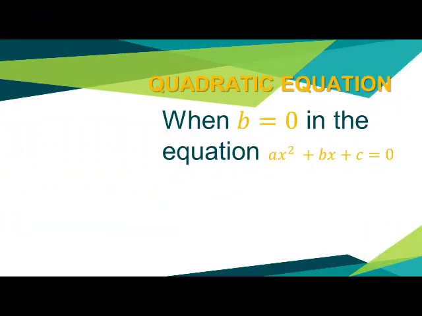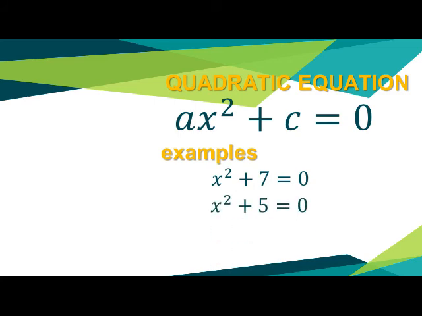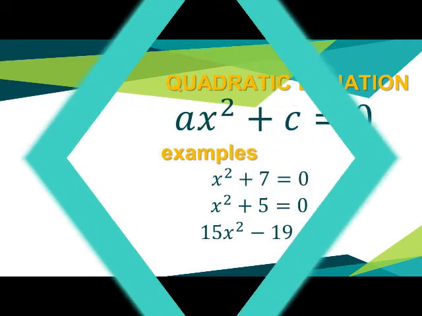When b is equal to 0 in the equation ax squared plus bx plus c is equal to 0, it results in a quadratic equation of the form ax squared plus c is equal to 0. Like for example, equations such as x squared plus 7 is equal to 0, x squared plus 5 is equal to 0, and 15x squared minus 19 is equal to 0 are quadratic equations of the form ax squared plus c is equal to 0. In the equation, the value of b is equal to 0.